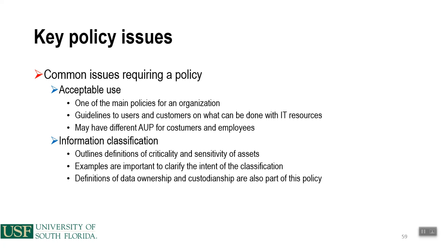Now, common security policy issues: there are common issues requiring a policy. One is acceptable use, one of the main policies of an organization. It gives guidelines to users and customers on what can be done with IT resources. So there may be different AUPs for customers and employees. The second common issue that often requires a policy is information classification. It outlines the definitions of criticality and sensitivity of assets, which you all have experience doing in past assignments. The examples are important to clarify the intent of the classification, and definitions of data ownership and custodianship are also part of this policy.